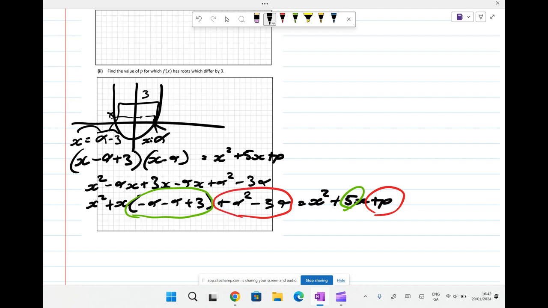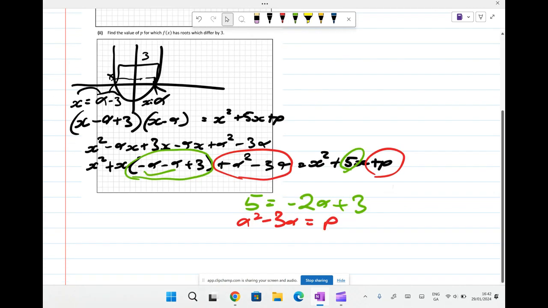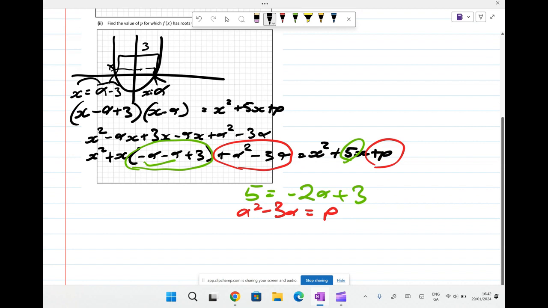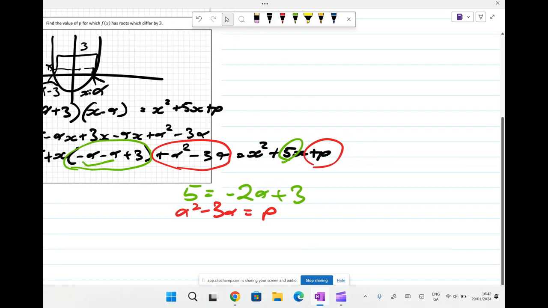Okay, great. So let's do the exact same thing we did before. We had 5 is equal to minus 2 alpha, so I'm just combining those two there, and then plus 3. And then we had alpha squared minus 3 alpha is equal to p. Okay, basically we want to find p, but we have the alpha stuck in the way. And so we need to find something for alpha so we can sub it in and find out what p is. So we only have alpha in this top equation here. So we can get alpha on its own and find out what it is. That's pretty straightforward.